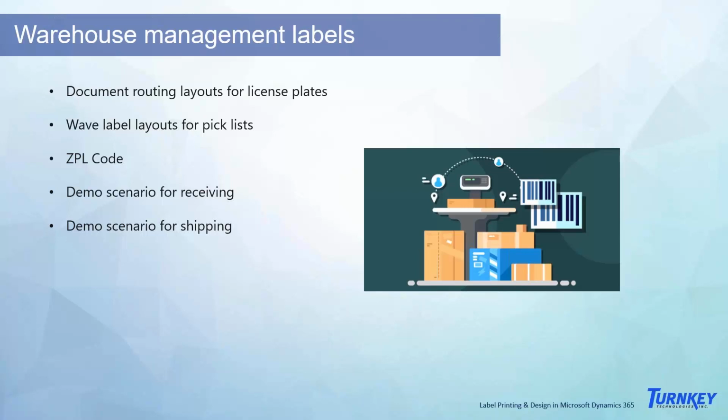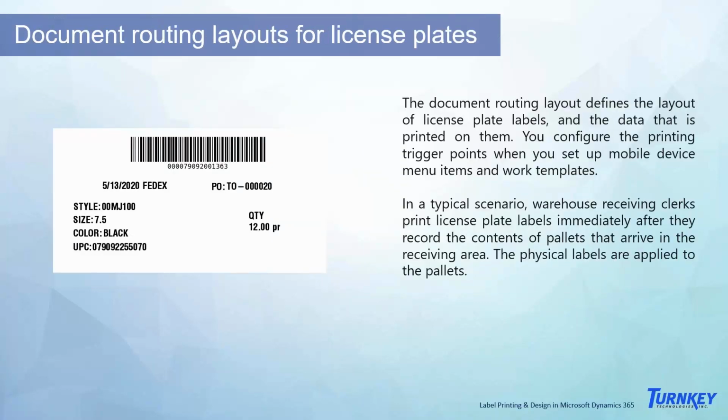I'm going to talk a little bit about this. Document routing layouts are created in F&O just to define license plate labels, basically. With these layouts, we are able to create labels for license plates that we are going to use during the receiving process. These labels typically are used when a receiving clerk is at the dock station. They get the products at the dock station and they start to receive the orders there.